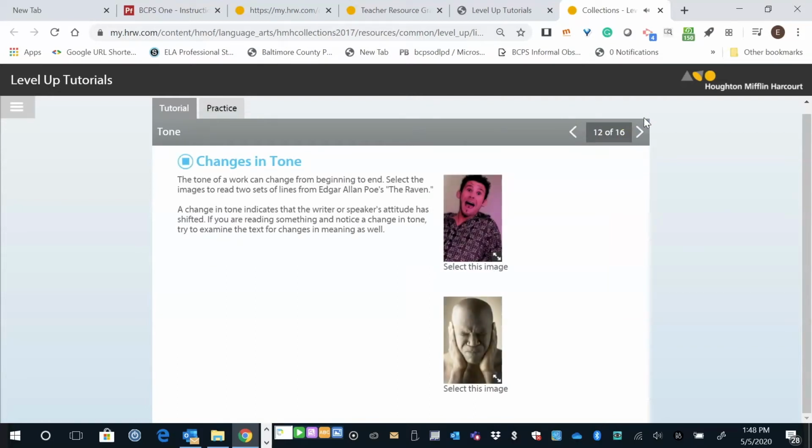The tone of a work can change from beginning to end. Click on the images to read two sets of lines from Edgar Allan Poe's The Raven. A change in tone indicates that the writer or speaker's attitude has shifted. If you are reading something and notice a change in tone, try to examine the text for changes in meaning as well.